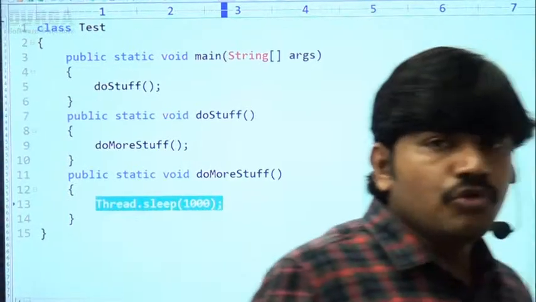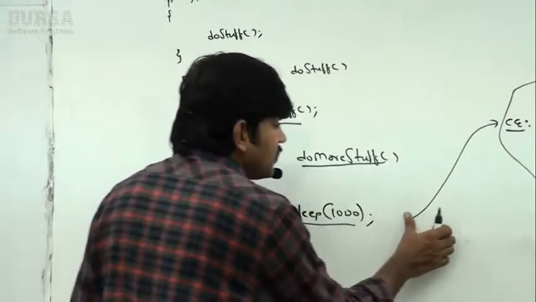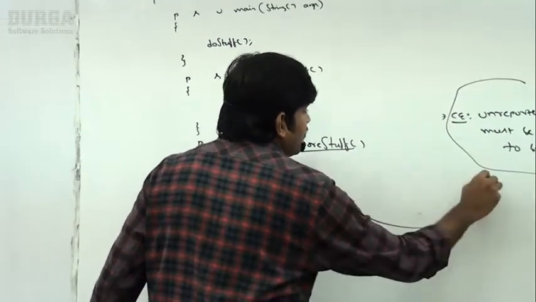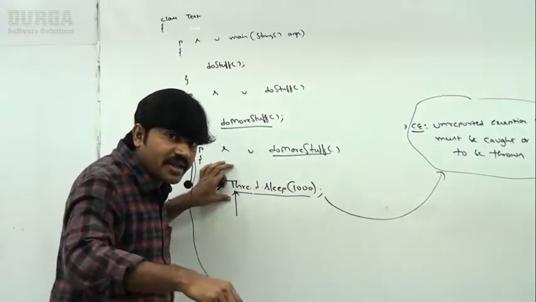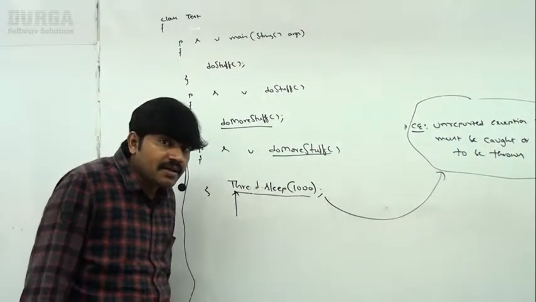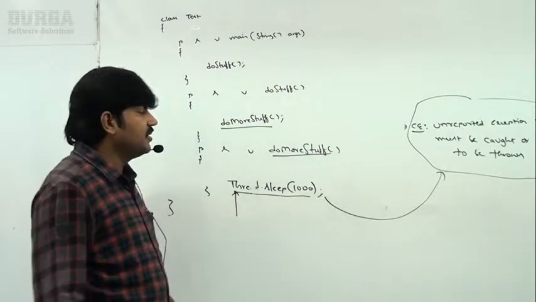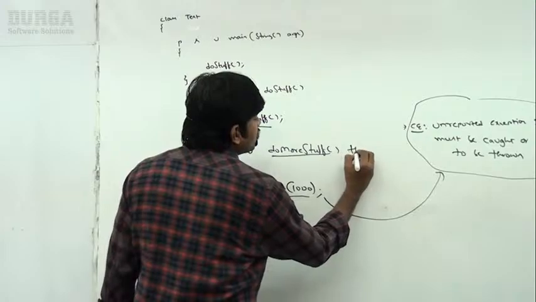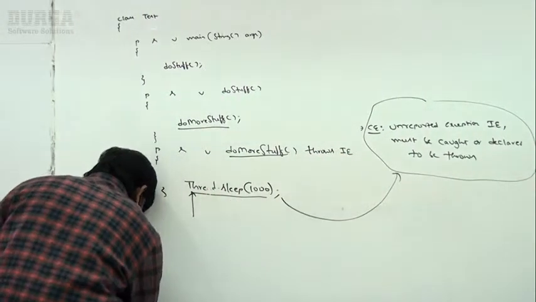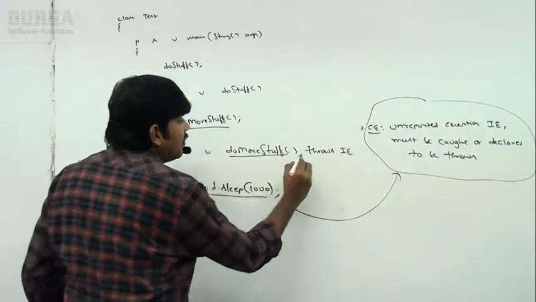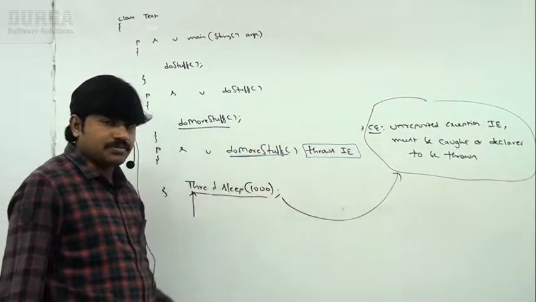Sir, now how is doMoreStuff going to handle it? One way is, sir, what is the first way? The first way is you can use a try catch. If you use a try catch and handle, no problem. But second, I want to delegate this responsibility to the caller like this, right? Now throws InterruptedException. Are you getting this line? Who is keeping it, sir? doMoreStuff is keeping throws InterruptedException.